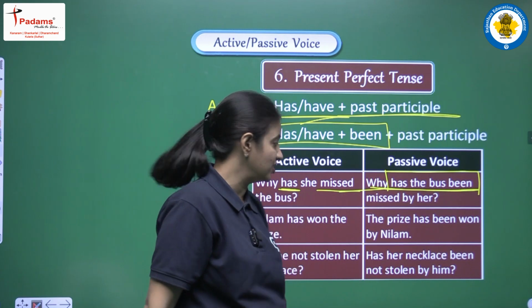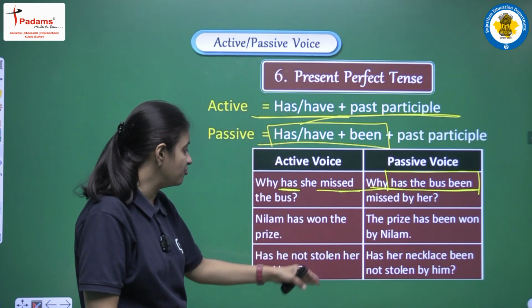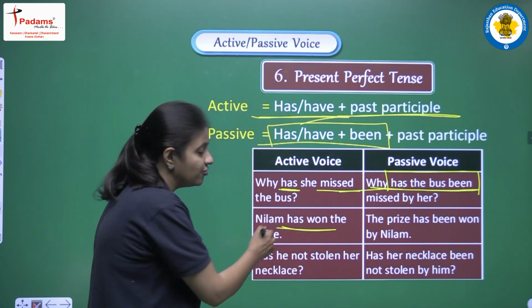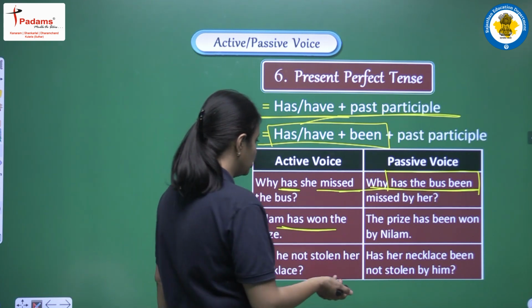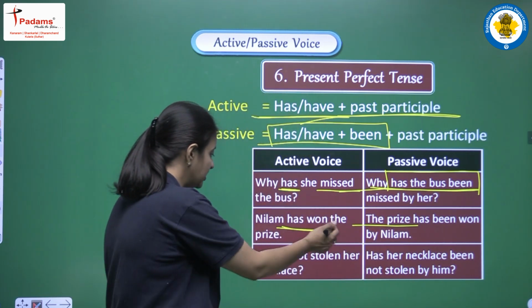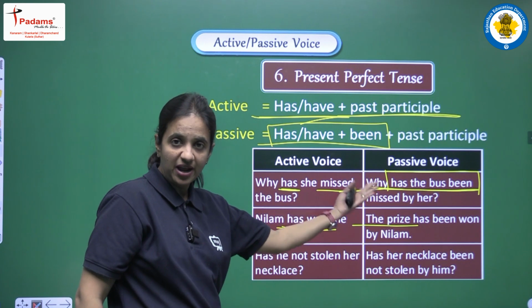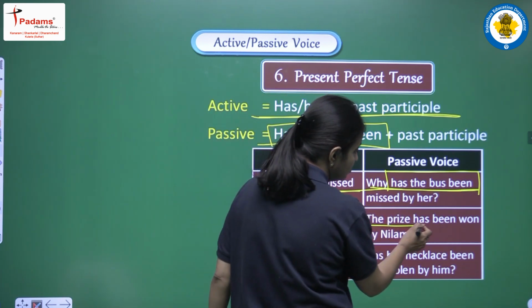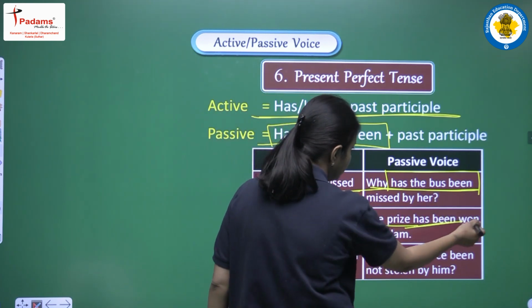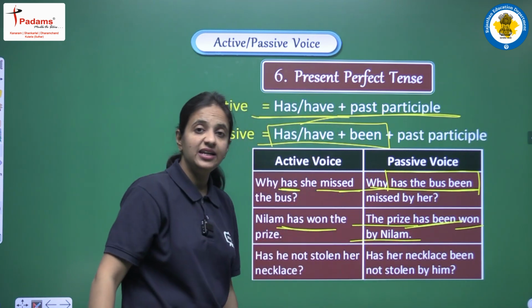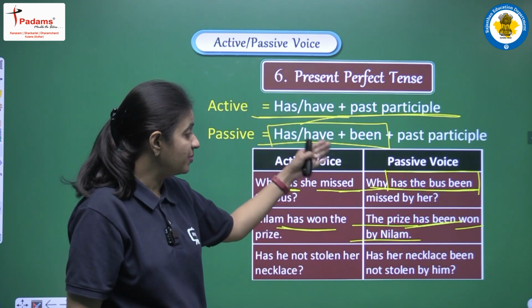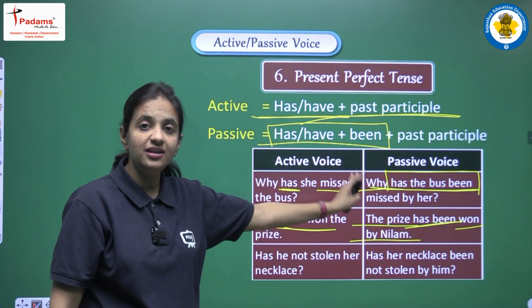This is the structure. Next is, Neelam has won the prize. Has plus third form, present perfect tense. So here our object is prize, so first of all we will write prize. Prize is a singular one, so we will write has been, third form won, by Neelam. So our answer will be, the prize has been won by Neelam.